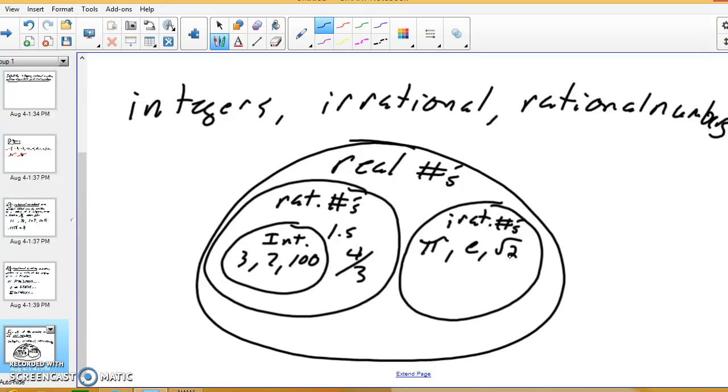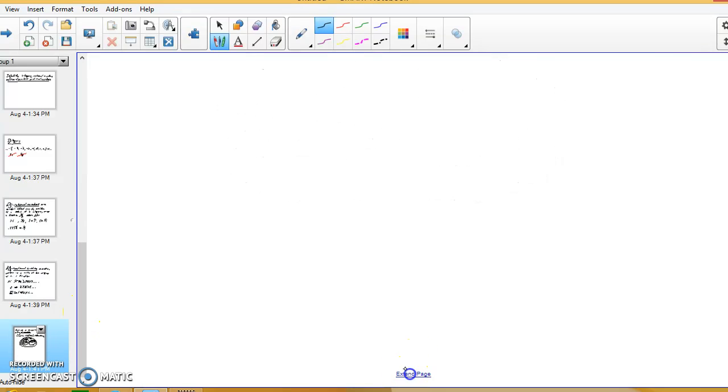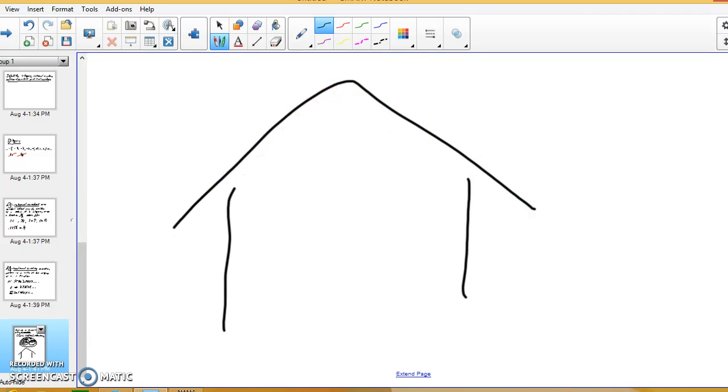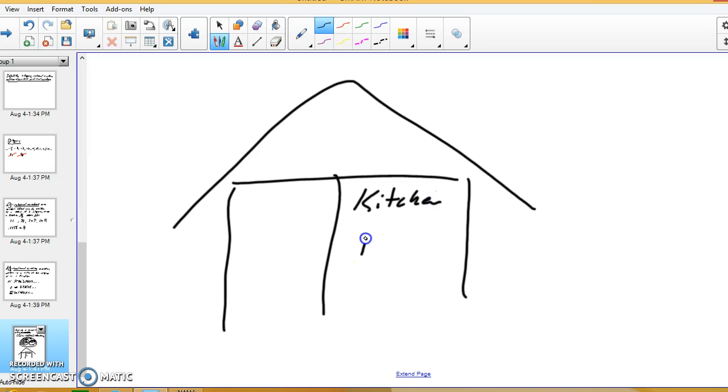So this might seem like kind of a confusing concept, so I'm going to make a little analogy to make it a little bit more simple. So imagine, again, this will be kind of cheesy, but just go with it. Imagine you have a house. And inside the house is the list of all real numbers. But inside the house, let's say you have your kitchen, which inside the kitchen will be, say, the irrational numbers.